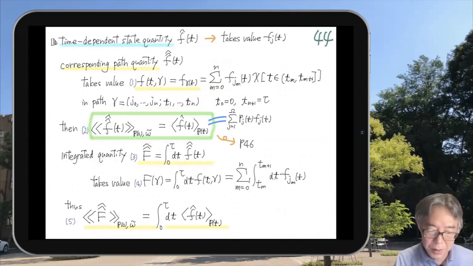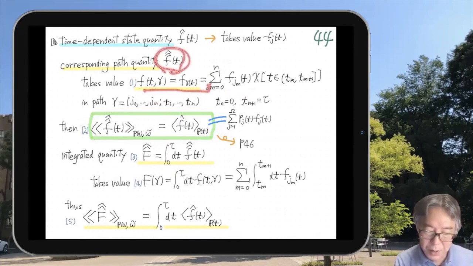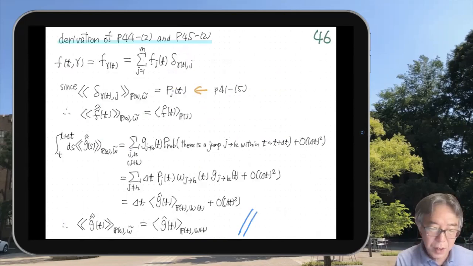So let me start from this one. Okay, so we want to show that the path average of this thing, which takes this value, is equal to this standard average. It's actually simple. And to do this, we first rewrite this like this. Well, this is very trivial if we simply insert a dummy index j and Kronecker delta. So this is just simple.